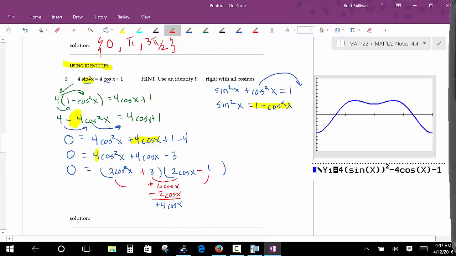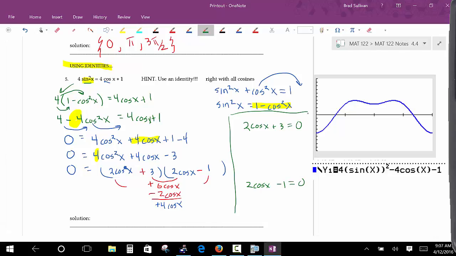Okay? So we got down to the factoring. A little harder problem because of the identity in it. So now what do I do? I set each factor equal to 0 and solve. The first factor is 2 cosine x plus 3 equals 0. Then the second factor is 2 cosine x minus 1 equals 0. So we're going to solve these two things right here. Is the factoring okay with everybody?